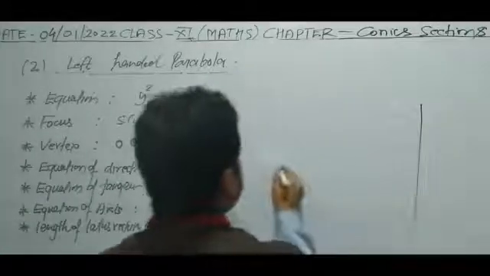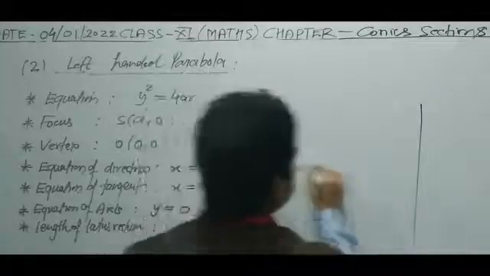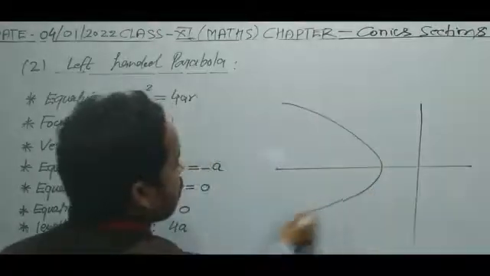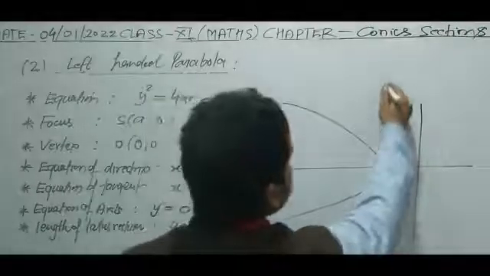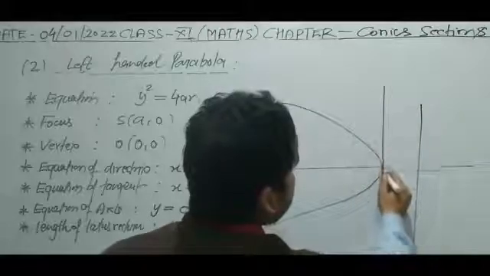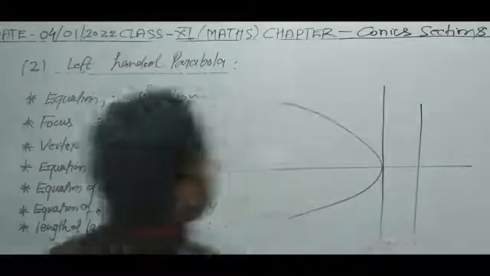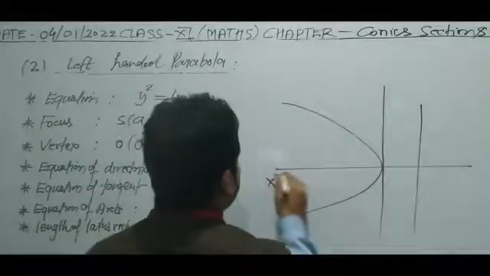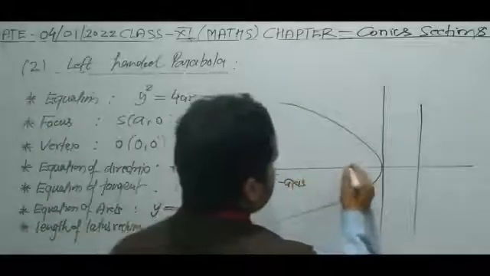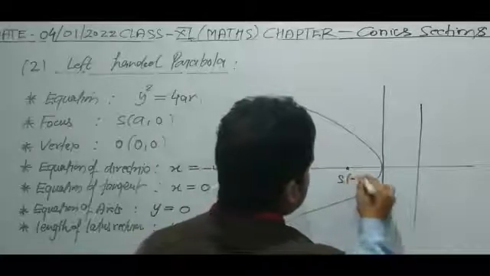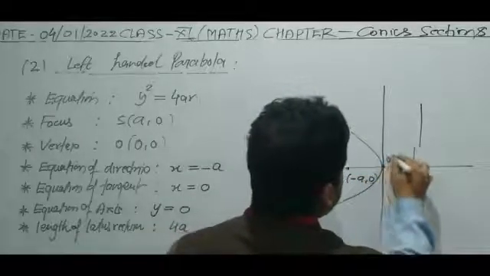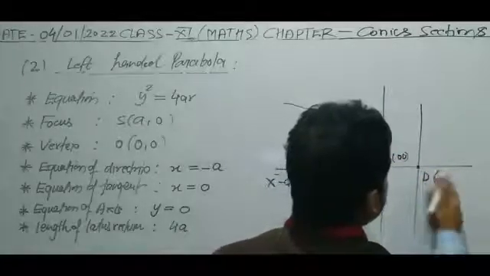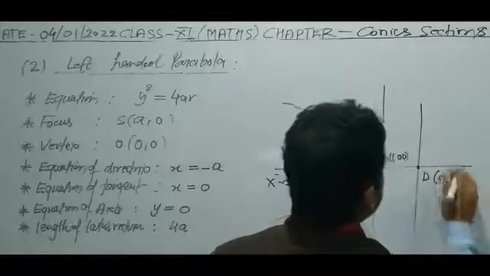So this is the left hand parabola. Now you can see this is the x negative axis, this is S, minus a comma 0, this is the point 0 comma 0, and this is the point D, that is a comma 0.